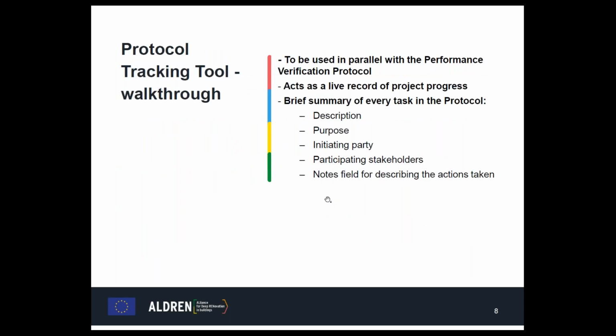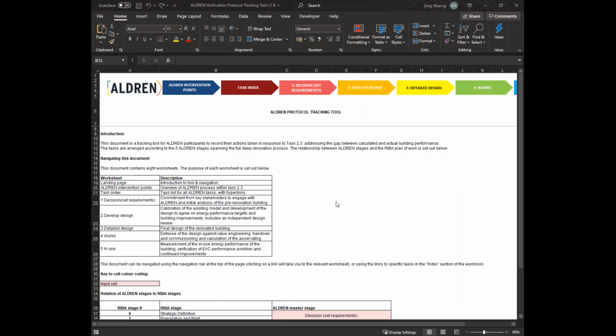So that's all the introduction. We'll move on to doing a walkthrough of the actual tools themselves, starting off with the simpler tool, the tracking tool. As I said, this is a project management tool. It acts as a live record of the project's progress throughout the different stages of design and construction. It provides summaries of the tasks and space to record progress against those. So let's take a look at the tool itself.